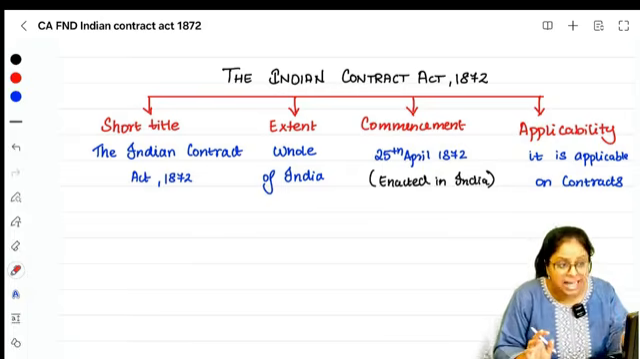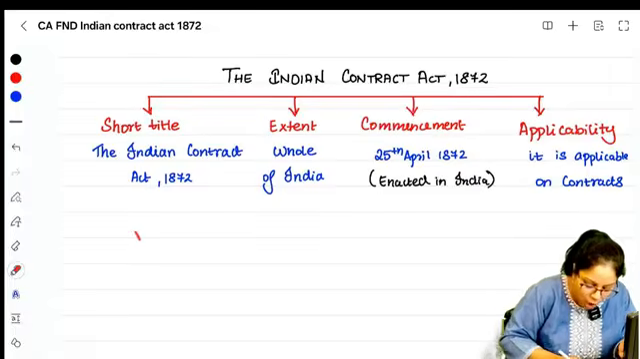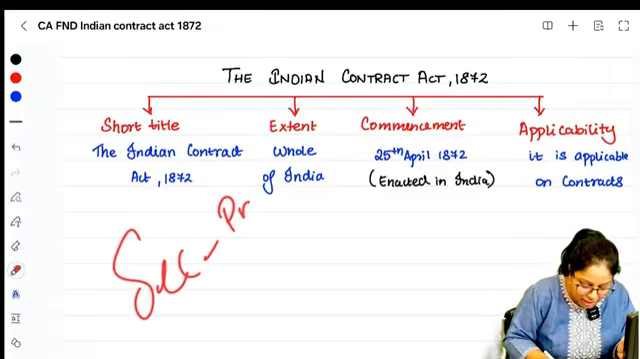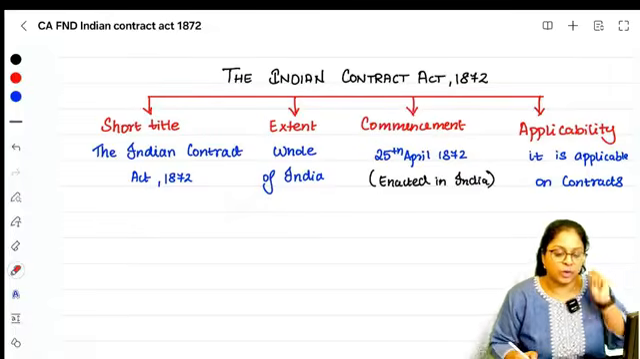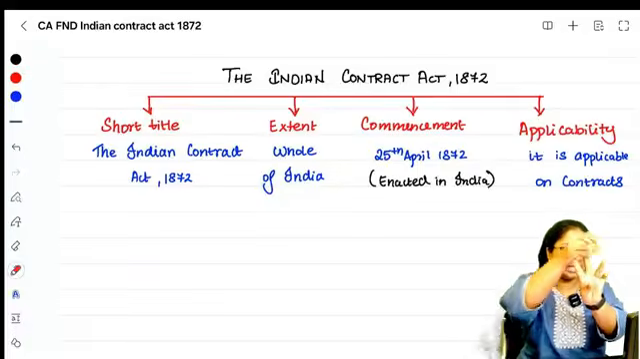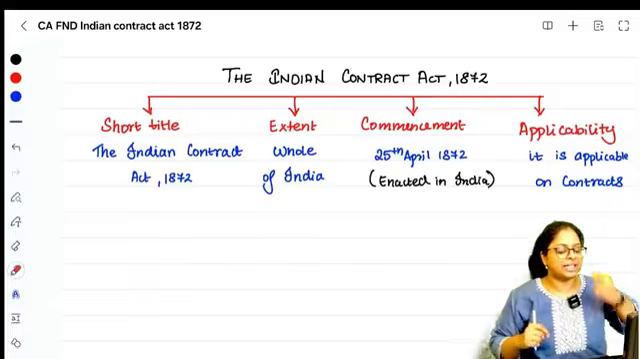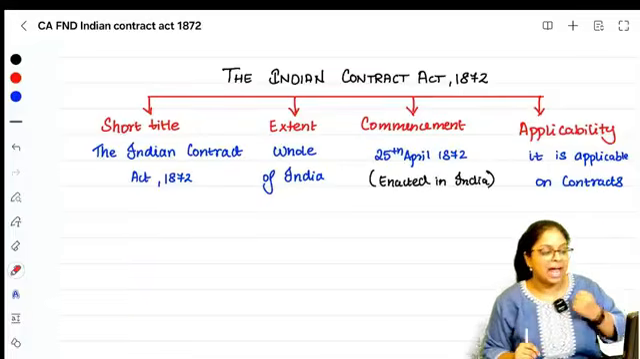Whichever act we study, I start by telling you, please study section number 1, which is the preliminary. In the Indian Contract Act also, we are going to start with section number 1, which talks about what? 4 things: short title, extent, commencement, applicability. Section number 1 talks about short title, extent, commencement and applicability.